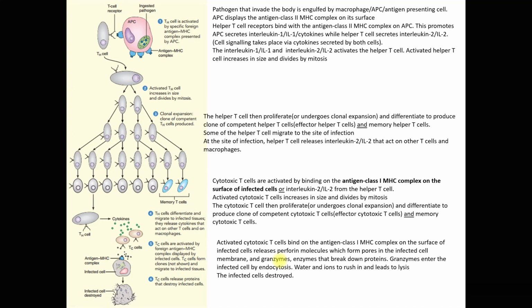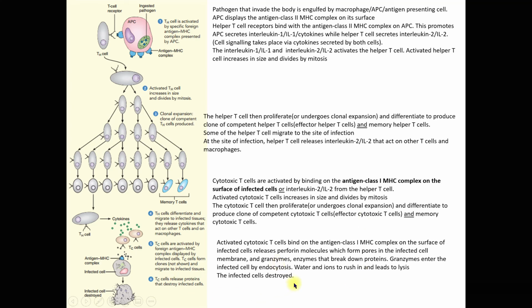So here there are two things that happen. The activated cytotoxic T cells bind with the antigen class 1 MHC complex on the surface of the infected cell. Right? And then the activated cytotoxic T cells release perforin molecules and granzymes towards that infected cell. So the infected cell will receive granzymes and perforin. So the perforin, like what I mentioned earlier, will form pores on the surface of the infected cell membrane, while the granzymes will enter the infected cell by endocytosis.